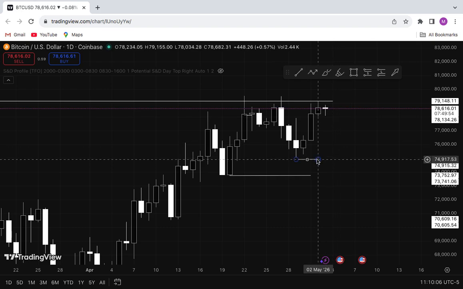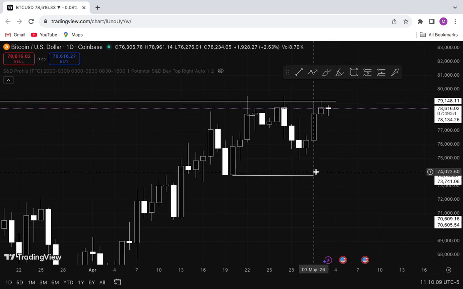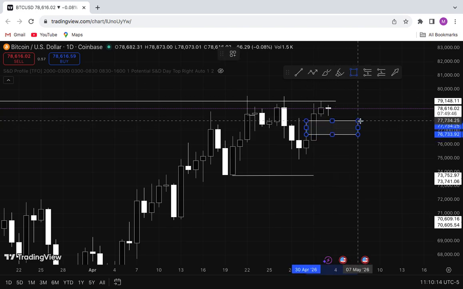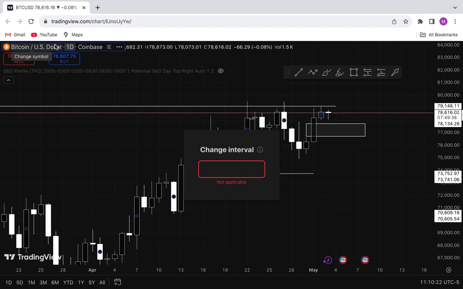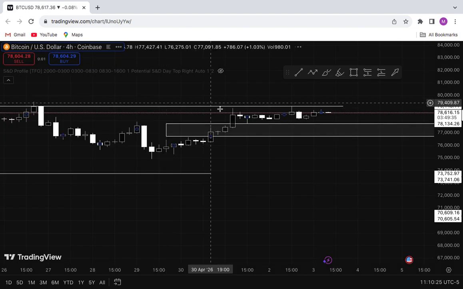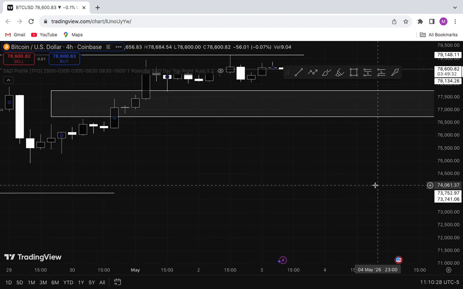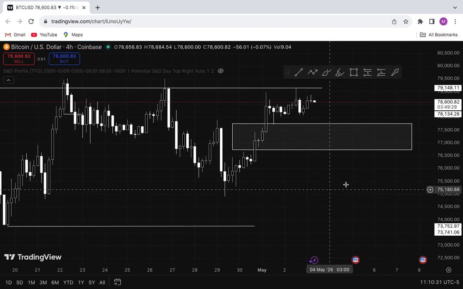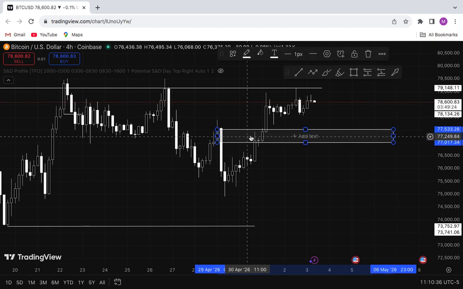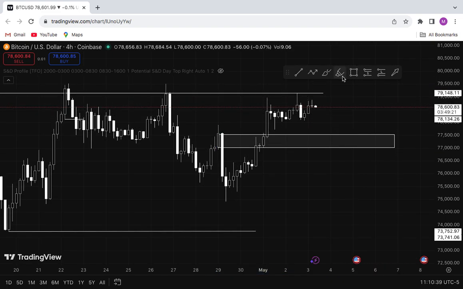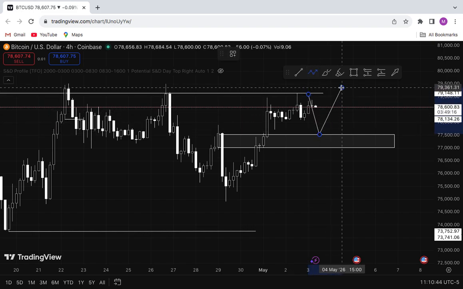So what am I interested in marking? This internal range liquidity, where we have this fair value gap on the daily time frame, which is a high probability key level. On the 4 hour time frame, as you all can see, the daily fair value gap reacts as a breaker block. So what am I expecting? I'm expecting price to give a dump and then a continuation to the upside.